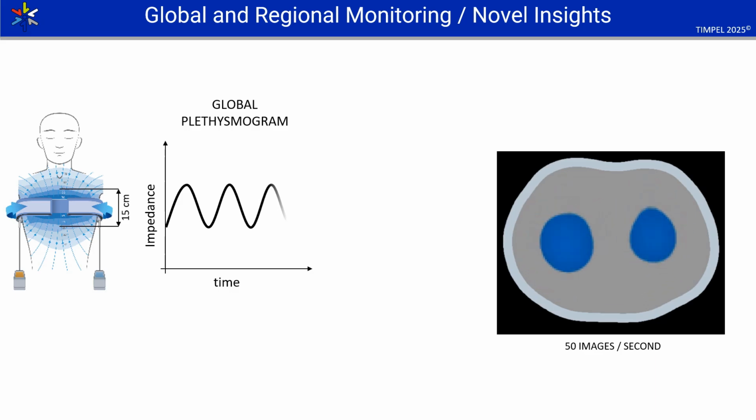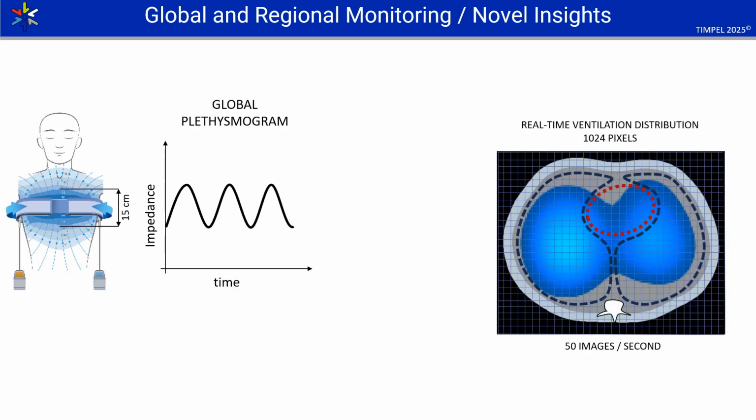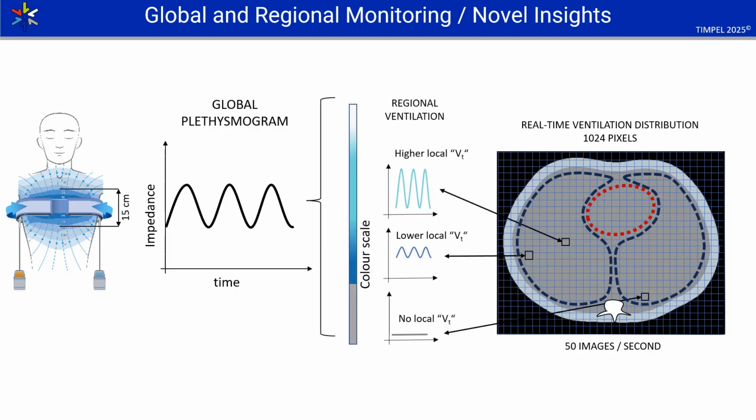On the ventilation map, a color scale indicates regional ventilation. Gray represents areas without air volume changes. Dark blue indicates lower local ventilation, and light blue highlights the higher local ventilation. It is important to note that light blue areas are sometimes mistaken for overdistension, but in reality they represent regions with high regional ventilation. Overdistension, on the other hand, limits ventilation rather than enhancing it.